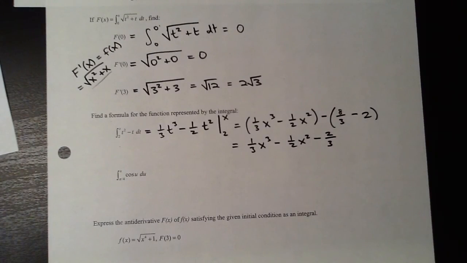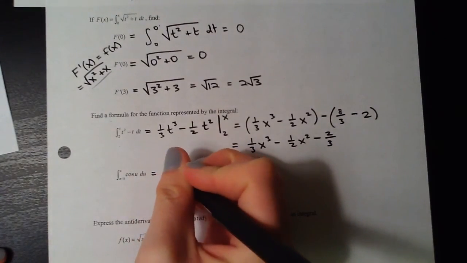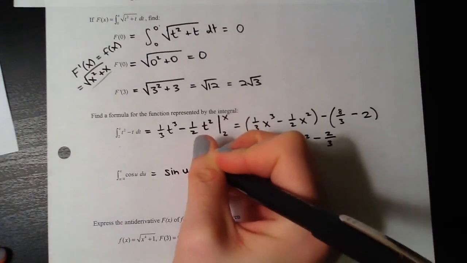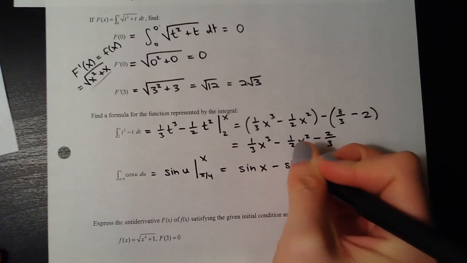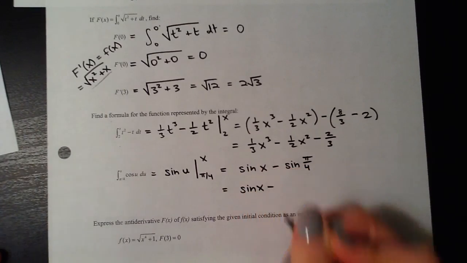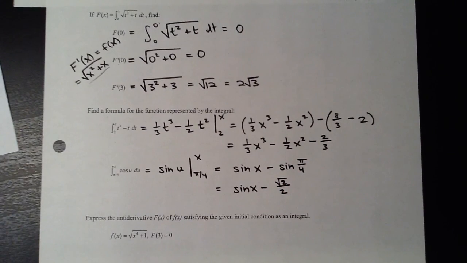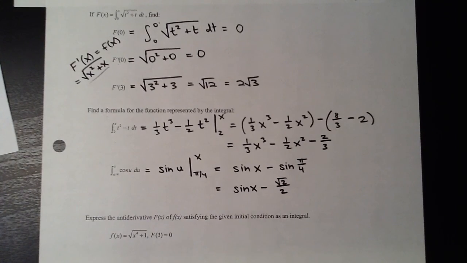The area under cosine from pi over 4 to some variable value. So antiderivative of cosine is sine. Then I go from pi over 4 to some variable x. So I've got sine of x and then minus the sine of pi over 4. So I want to simplify this down. So sine of x stays the same, and then minus the sine of pi over 4 is root 2 over 2. All right, so remember, if I wanted to know the area from pi over 4 to pi, I could just plug the pi right in here, and it would give me my area instantly, and I wouldn't have to do the fundamental theorem again.